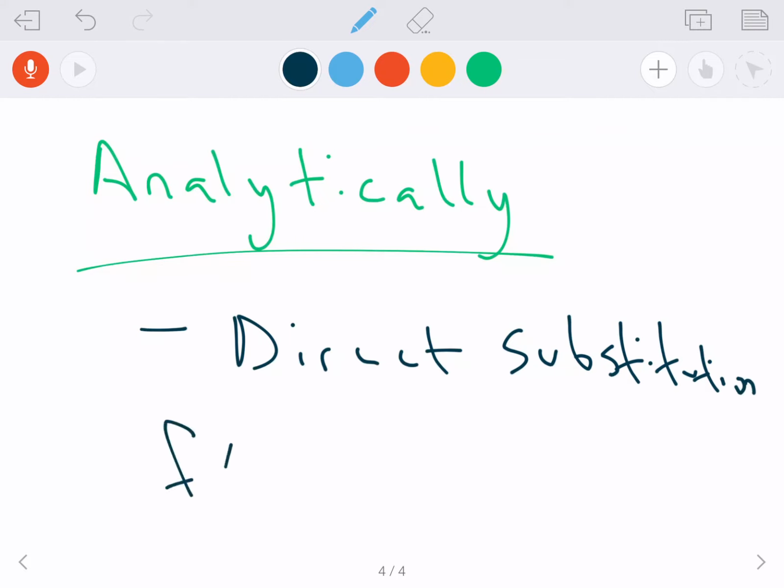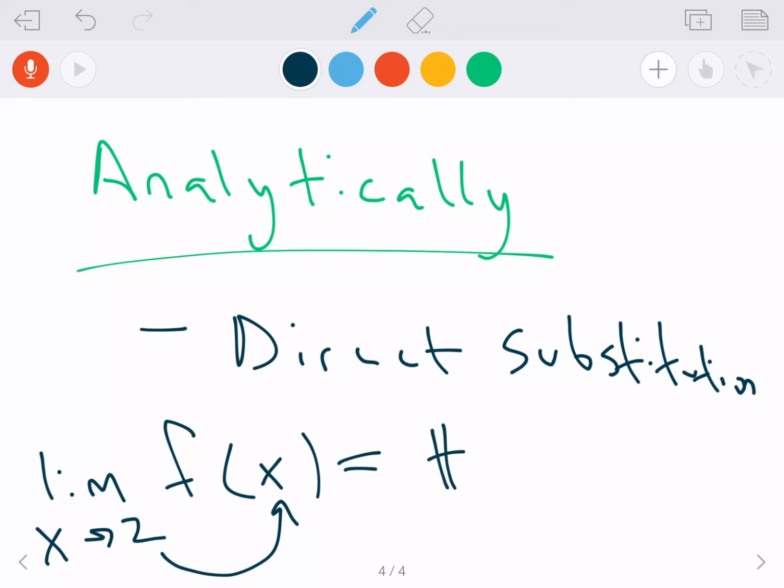This is where, if you've got f of x and you want to find the limit as x approaches 2, the first thing you should always try is just plug in 2. If you plug in 2 and you get some number, then you have found the limit by direct substitution. That's the dream. You move on.